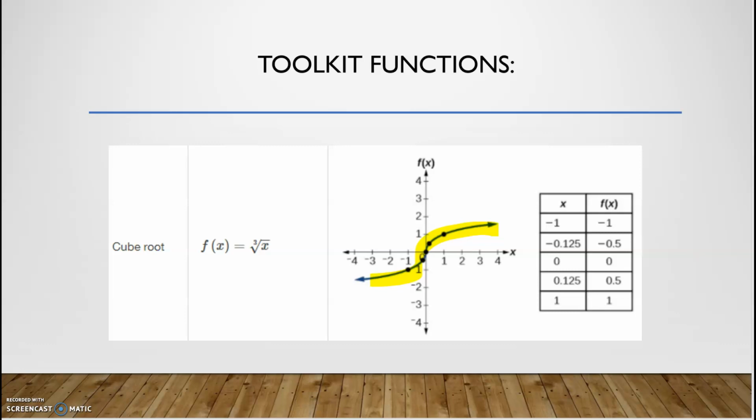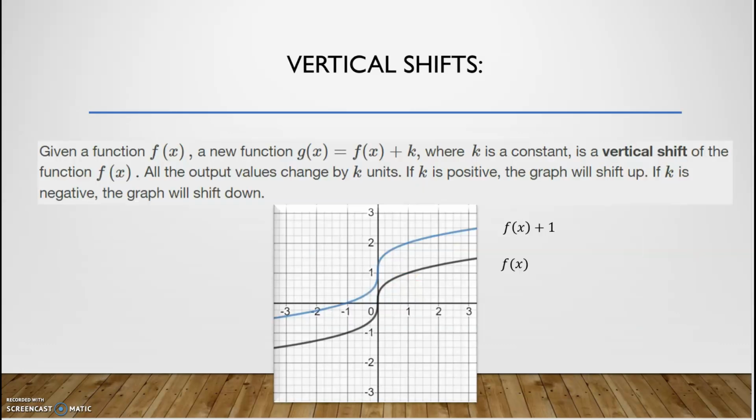The first transformation we're going to talk about is called vertical shifts. So if you have some basic function, and you add a number to the very end of that function, say your function is f of x, then the new function, g of x, would be the function that you had, f of x, plus k, where k is just some number. That's going to be a vertical shift of the function f of x. So that means that all your y values are going to be changed by k units, whatever k is. If k is a positive number, the graph will go up. If k is a negative number, the graph will go down.